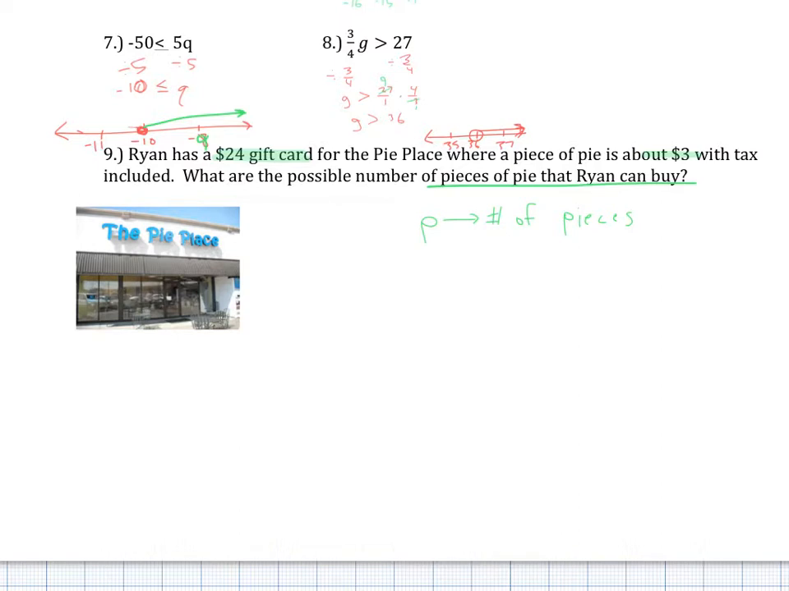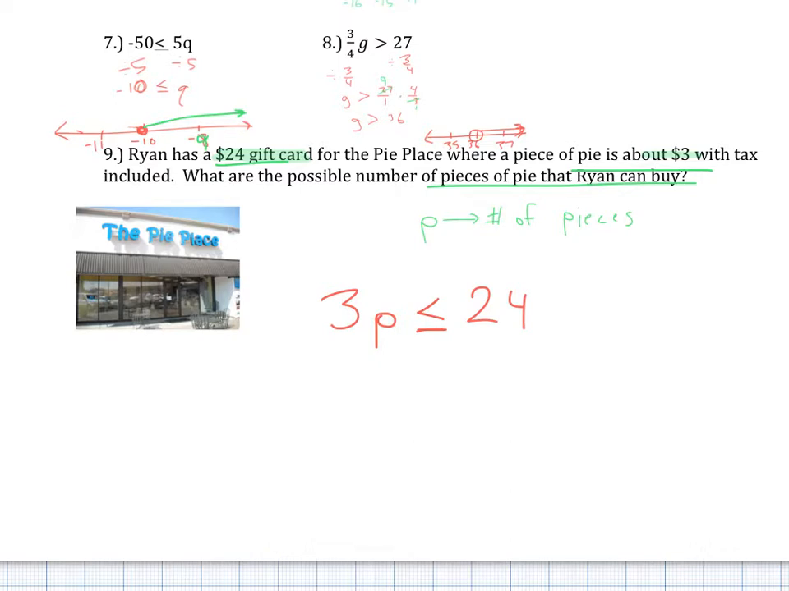What he could spend is this $24. What he actually spends is $3 for each piece he buys. So if it's $3 each, that means he's going to pay $3 repeatedly, multiple times. So that's 3 times P. On the other side of the inequality, we've got this 24. Again, this 3P is what he actually is going to spend. That cannot be more than 24. It has to be less than. It's no more than. Now, could it equal 24? You betcha. So we've got less than or equal to 24.